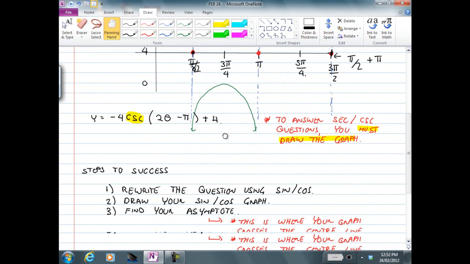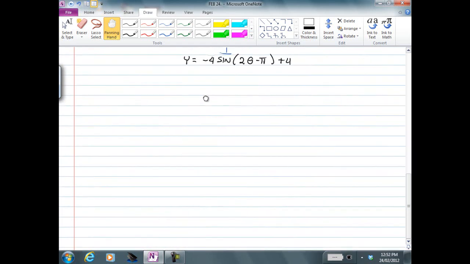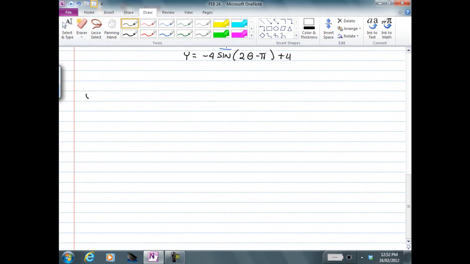Okay. y equals 2 secant pi theta minus 4 plus 6. I'm going to give you a minute. I want you to draw the rough sketch for me of what this looks like.